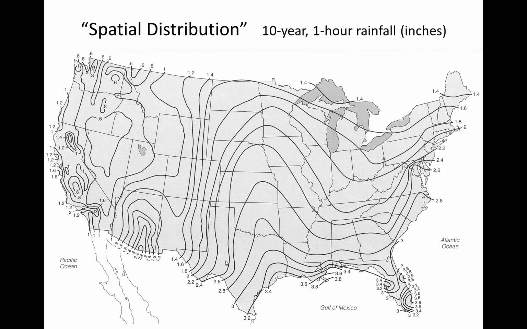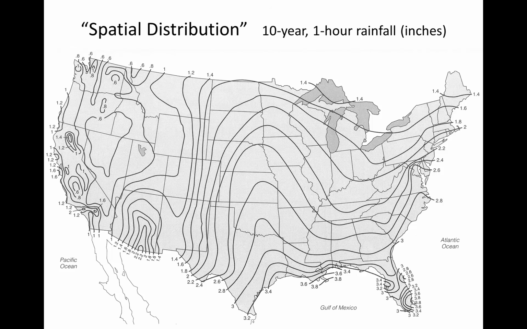Here is a map that illustrates the concept of spatial distribution, and it's showing the depth that will be observed in a 10-year, 1-hour storm. If we look down in Miami, just as an example, they may experience 3.8 inches of rain in a 1-hour interval. A storm lasting 1 hour could accumulate 3.8 inches during that hour, but a storm that size would only come through once every 10 years.